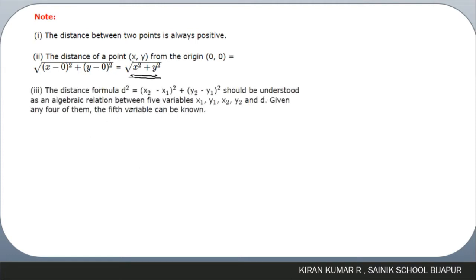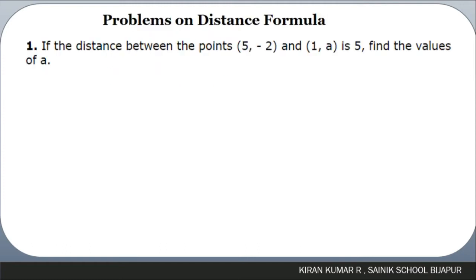The distance formula, d square is given by x2 minus x1 whole square plus y2 minus y1 whole square, should be understood as an algebraic relation between the 5 variables: the coordinates x1, y1, x2, y2 and the distance. Given any 4 of them, the 5th variable can be found. Let us solve a few problems to understand the distance formula.